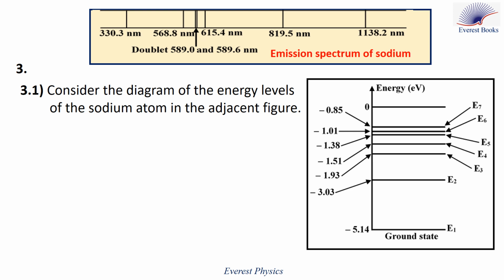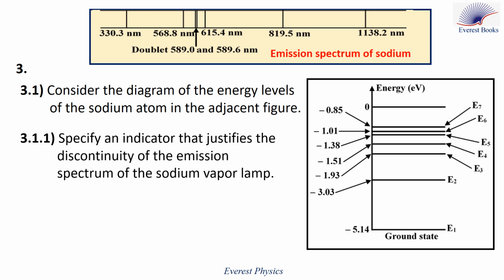Part 3. Consider the diagram of the energy levels of the sodium atom in the adjacent figure. 3.1.1. Specify an indicator that justifies the discontinuity of the emission spectrum of the sodium vapor lamp. As we see in the previous slide, the diagram shows discontinuous lines. Observe the adjacent diagram. The minimum energy of the sodium atom is minus 5.14 electron volts, followed by minus 3.03, minus 1.93, minus 1.51, and so on.